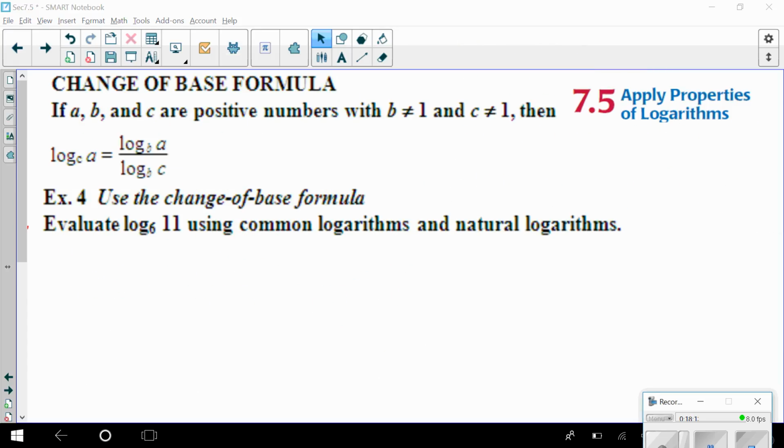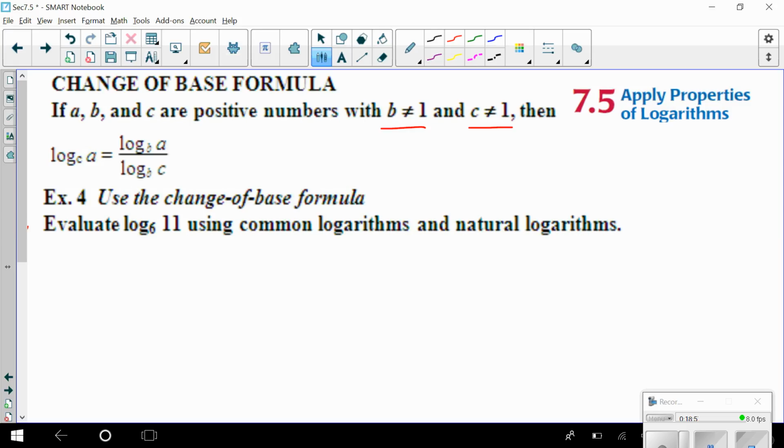All right, in this next section, we have something that's called the change of base formula. So this is helpful for when you want to use your calculator to evaluate logarithms. So if we have a log with base c of a, that's the same as log of base b of a divided by log of base b of c. Some restrictions are that b cannot be 1 and c cannot be 1. Okay, so neither of your bases can be 1. We can't have a log with a base of 1.